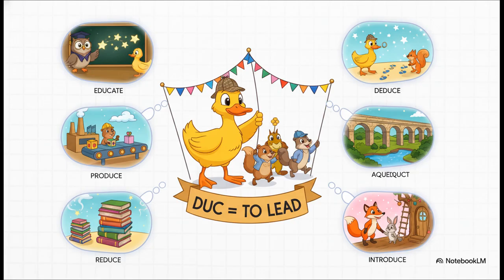For produce, see a busy beaver factory rolling shiny new products forward on a conveyor belt. Imagine an aqueduct as a giant, ancient stone sky bridge carrying rushing water. For reduce, visualize a huge pile of heavy books shrinking smaller and smaller as the amount is led back. And for introduce, picture a really shy little rabbit being gently guided or led into a brand new club.